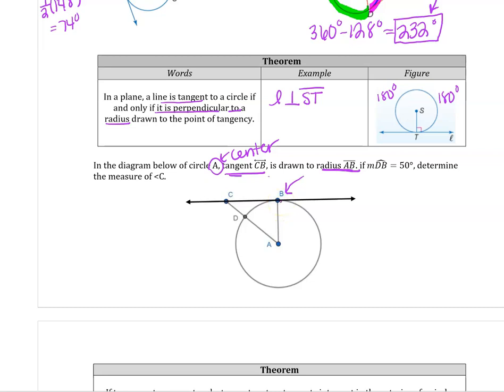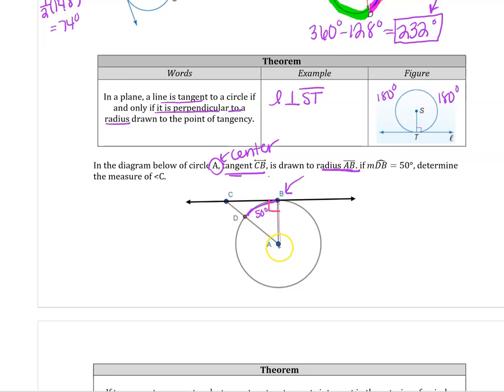If the measure of arc DB is 50 degrees, determine the measure of angle C. Okay, so here's what I know. If this is a tangent and this is a radius, that means these must be perpendicular. Because if you were to extend this, there's your secant, there's 180 degrees, half of 180 is 90. But you don't need to extend that because we just learned that this will always be true.